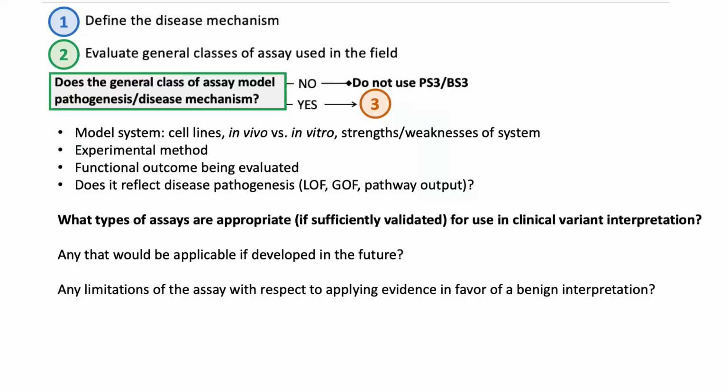And then are there any limitations on the assay with respect to applying the evidence in favor of a benign interpretation? So assessing whether the given assay can evaluate all the relevant functions of the protein or provide a readout that's reflective of the disease mechanism as a whole, because if they're only looking at specific subfunctions of the protein that are involved in disease pathogenesis and it's not capturing everything, then you may only be able to assert that it's not abnormal for this one function, but you don't know if it's benign for the other functions.